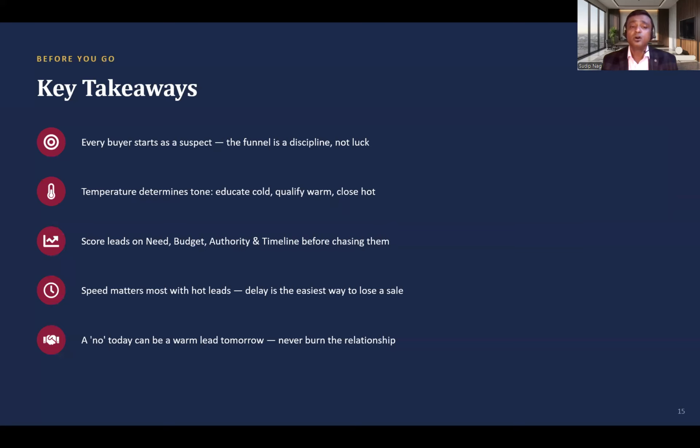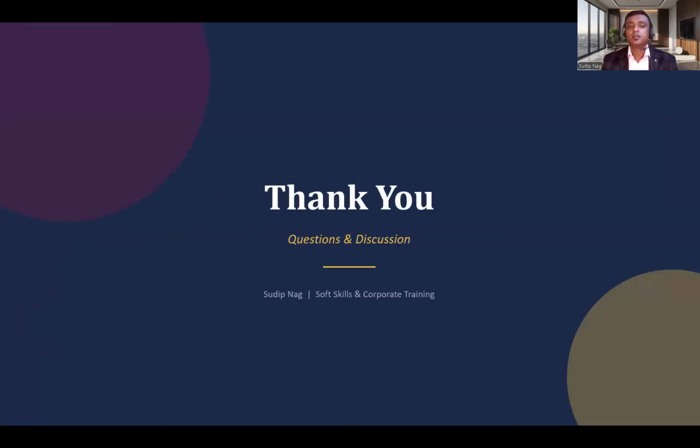Key takeaways from today's session: every buyer starts as a suspect, as you saw. Then what is a hot lead, a cold lead, a warm lead, and how to move them towards becoming a buyer, closing the deals. Before that, you need to understand whether it matches the budget, authority, and timeline, and that speed matters in dealing with different types of leads in different ways. And a no right now does not mean that the product won't be required by the particular customer. You can follow this pattern and generate the business. And don't forget the conversion ratio is important.